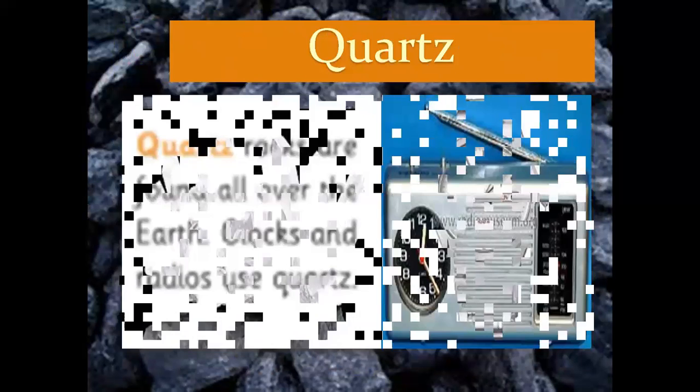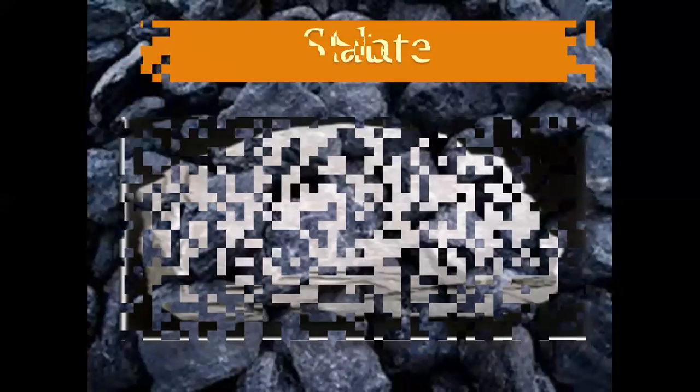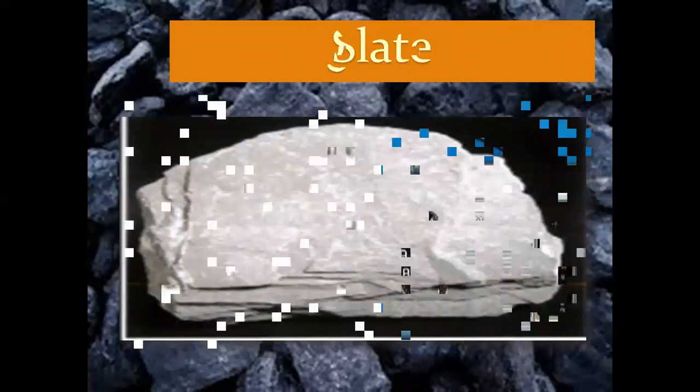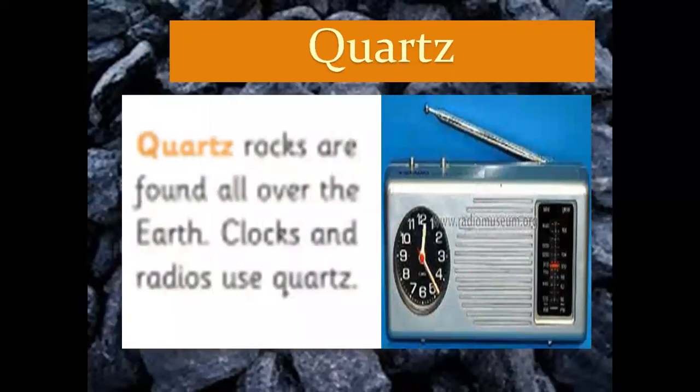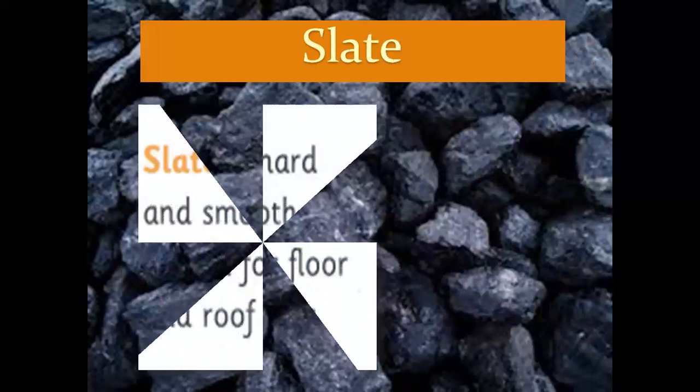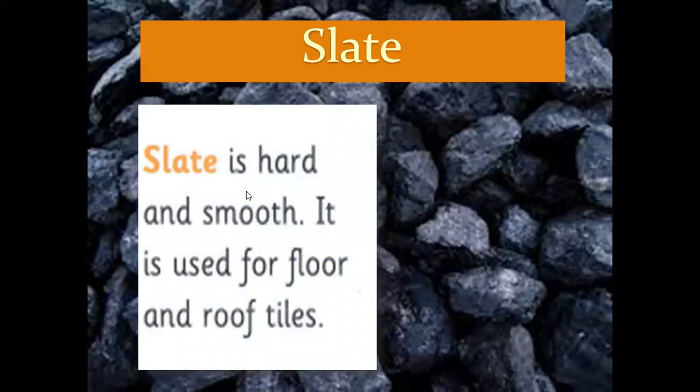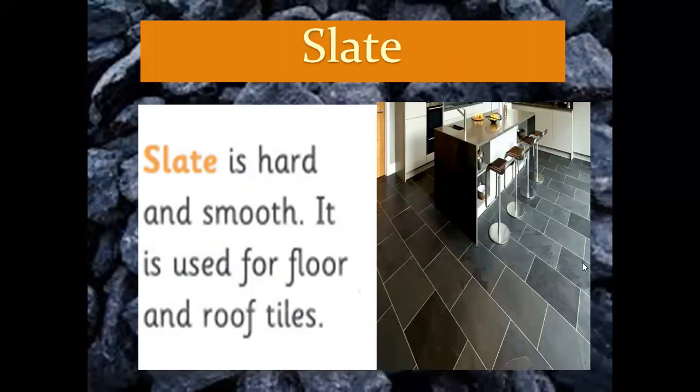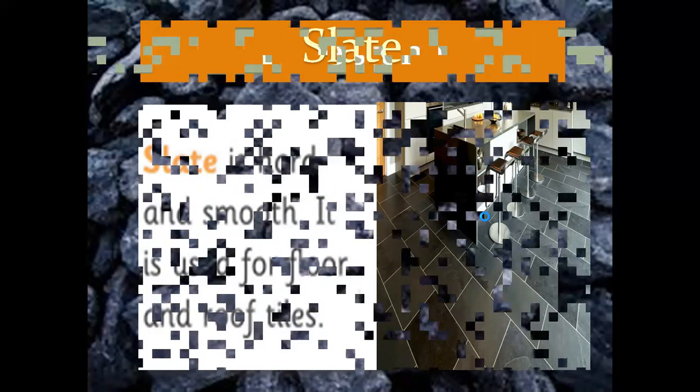Coming back to the topic, we have slate. These are different types of rocks that we are discussing. Slate is hard and smooth. It is used for roof tiles. You can see in the picture, here is the slate that is used. Slate is used to make floors and roof tiles also.